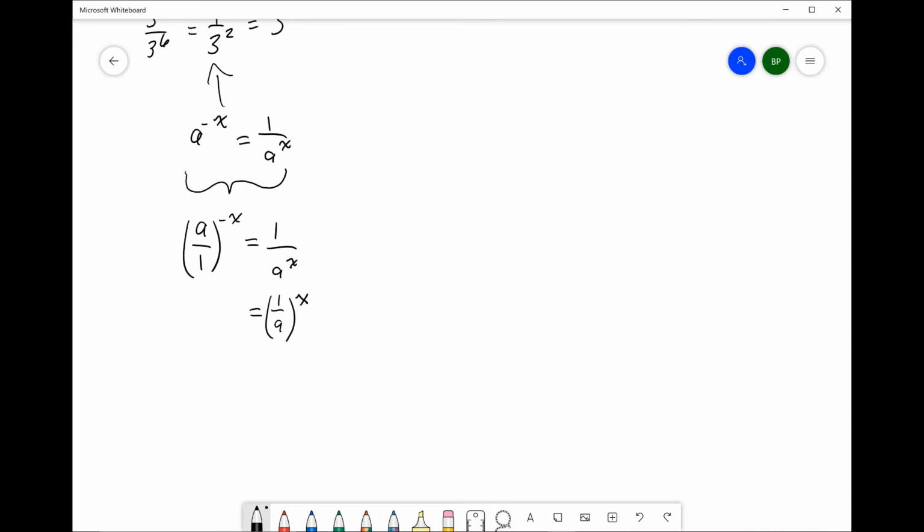Because I know when I expand this out, I would end up with 1 to the power of x in my numerator, and 1 to the power of anything is just 1. And I would end up with a to the power of x in my denominator, just like this looks here. So from this, I can see that a divided by 1 to the power of negative x equals 1 divided by a to the power of x. Oops, negative x there.